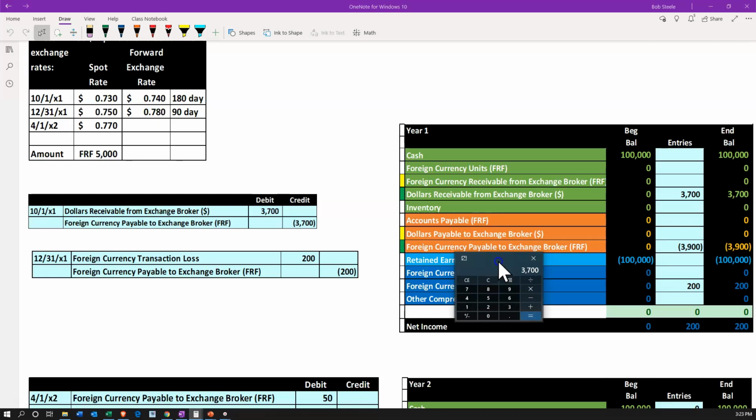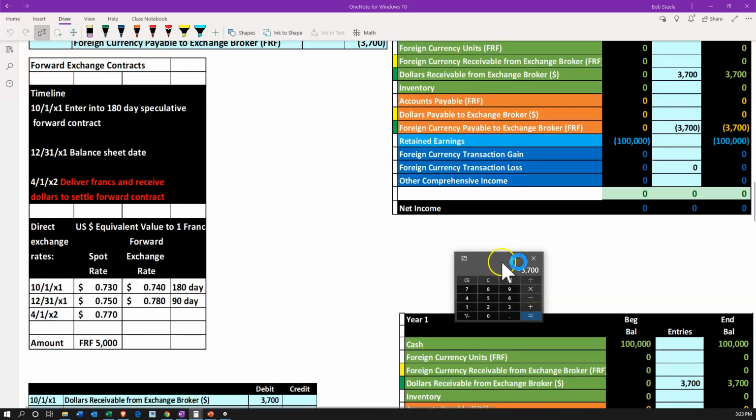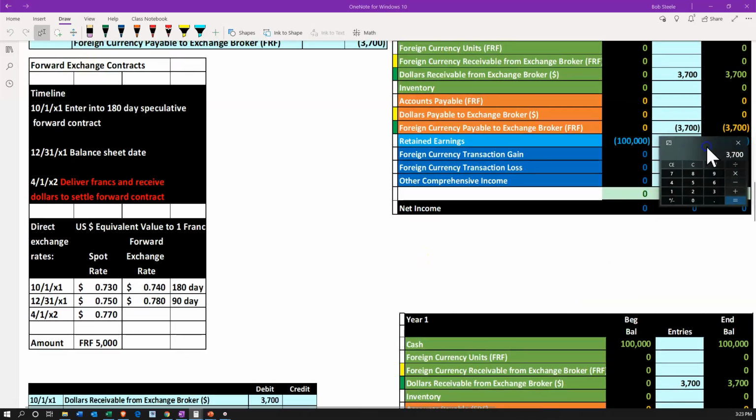So we're going to revalue now the payable. To do that, let's go back up to where we were prior. This is where we left off. At the 3,700, we're now going to revalue that 3,700 for the current date, because now we're saying it's 12/31.